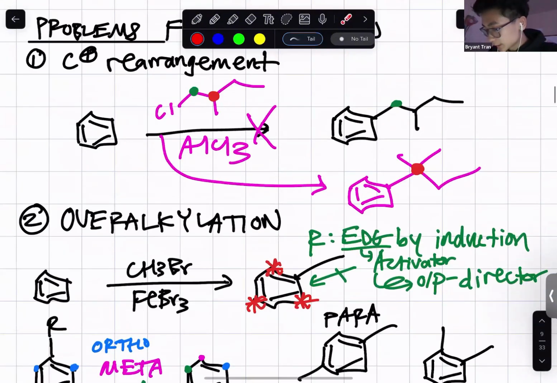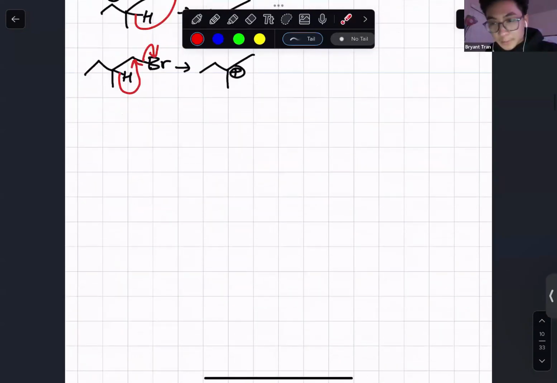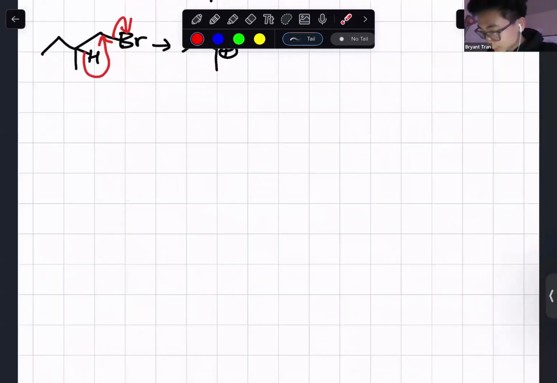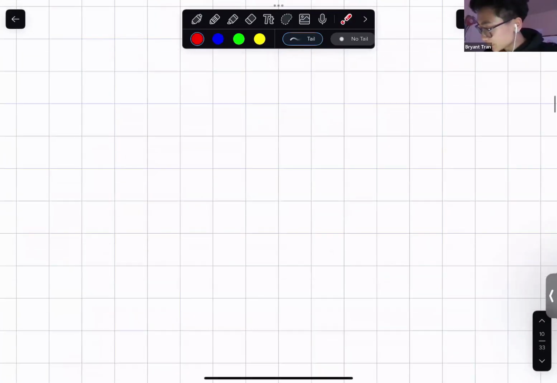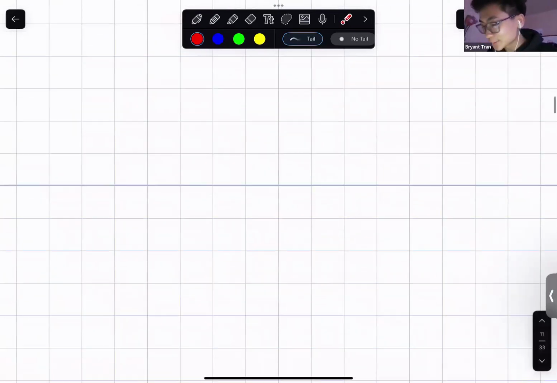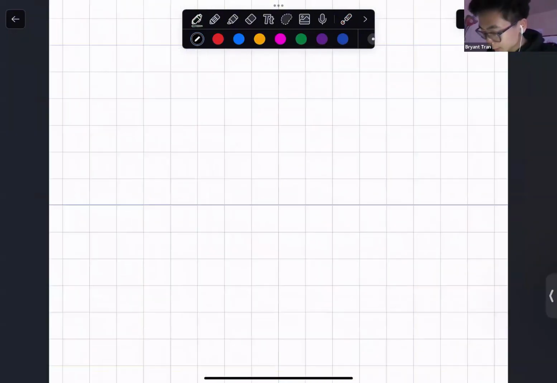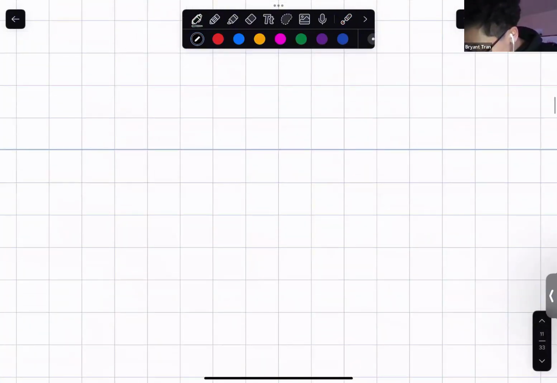Right. Okay, so those are the two problems for Friedel-Crafts alkylation. Now, let's go over carbonyls, what someone wants to go over. Irreversible nucleophilic acyl substitution, reversible nucleophilic acyl addition with organometallic reducing agents, and the reversible ones. So carbonyls.